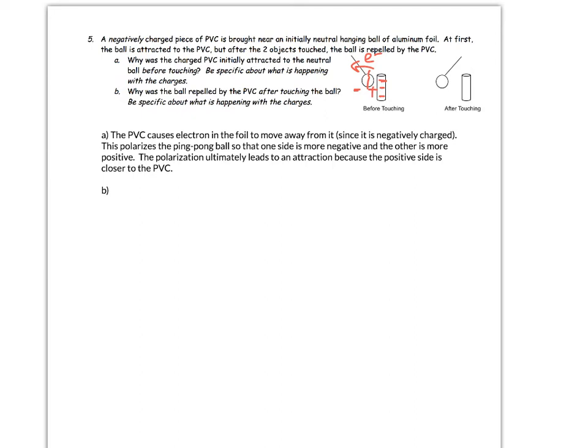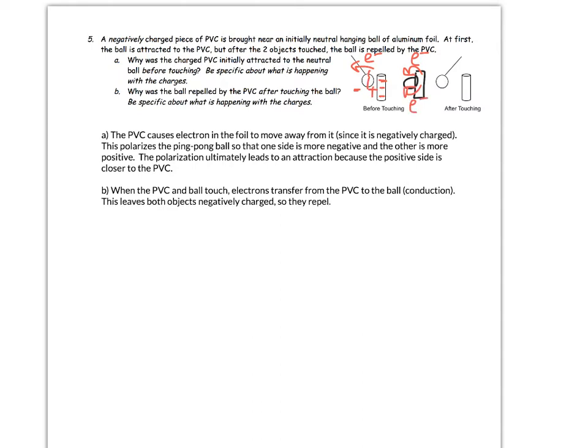The second question asks why the ball was then repelled by the PVC after touching. When these two objects finally touch, we see a transfer of electrons. At that point of contact, electrons are going to transfer from the PVC to the ball. This is conduction right here. That's going to leave both objects negatively charged, and therefore they will repel.